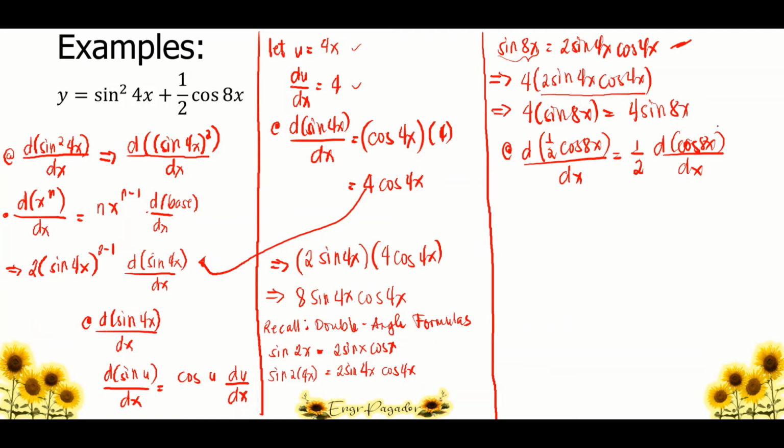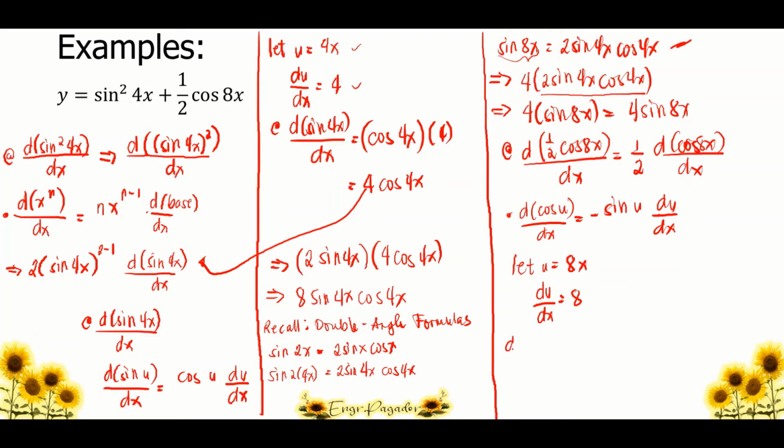And now, in getting the derivative of cosine u, we have this formula. The derivative of cosine u with respect to x is equal to negative sine u du over dx. So, let's let u in our function. Let u be equal to 8x, and let us get the derivative of u with respect to x, and that is equal to 8.